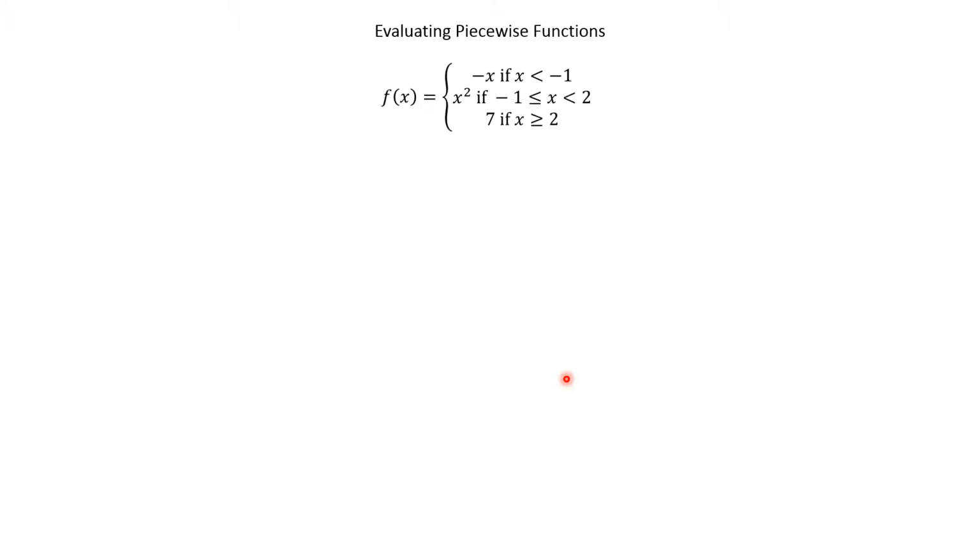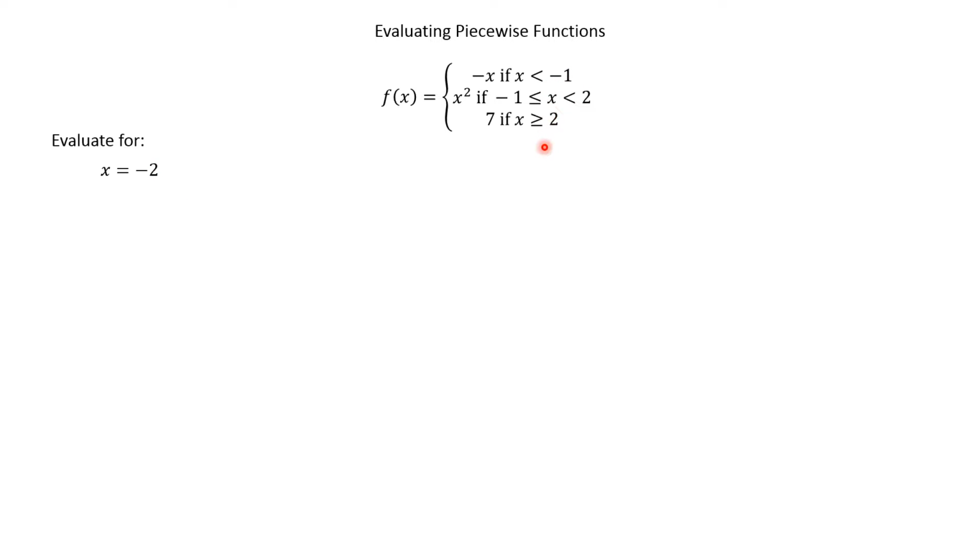Let's get an example. f of x equals negative x if x is less than negative 1, x squared if negative 1 is less than or equal to x is less than 2, and 7 if x is greater than or equal to 2. And we're going to evaluate for x equals negative 2. So the very first thing we need to look at is which piece do we plug it into. We have to look at the domain. The big mistake here is people like to give me 3 answers. There's only one answer.